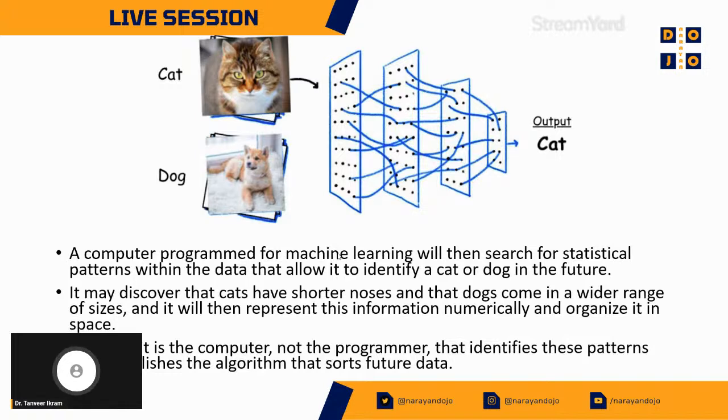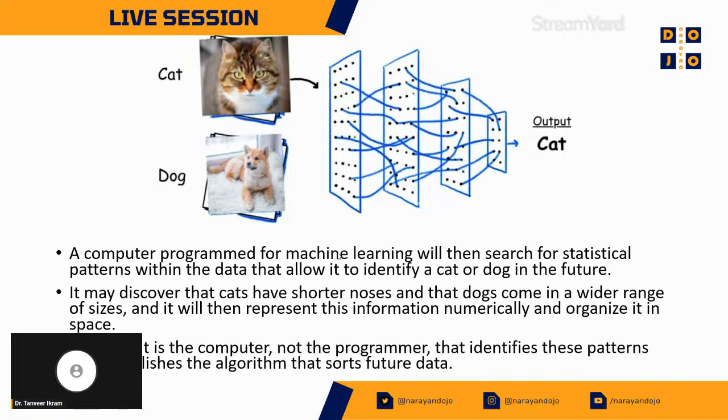Suppose you put in two images, a cat and a dog, and you want to identify whether it is a cat or a dog. So you can develop a program. A computer program for machine learning will then search for statistical patterns within the data that allow it to identify a cat or a dog in the future.